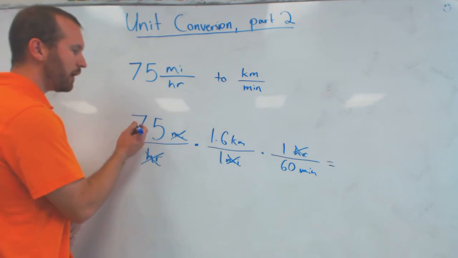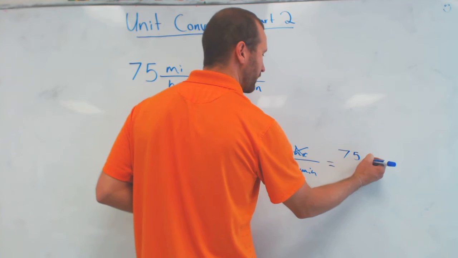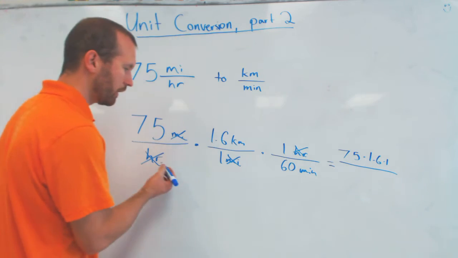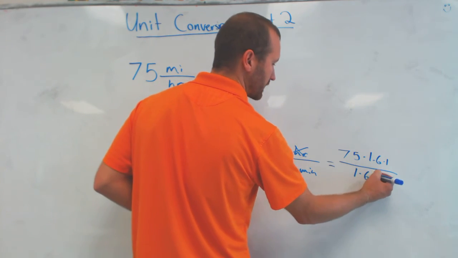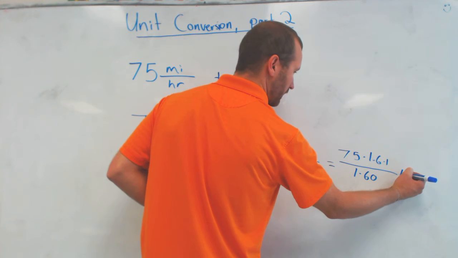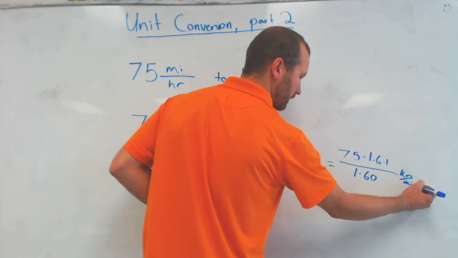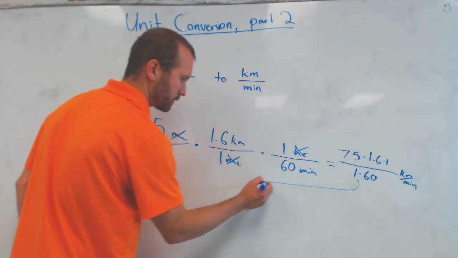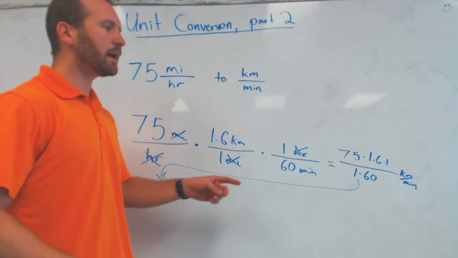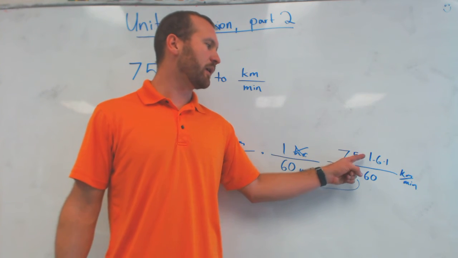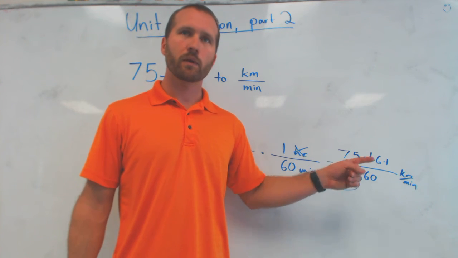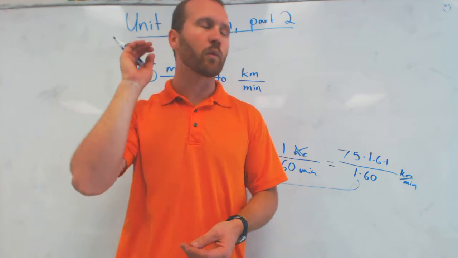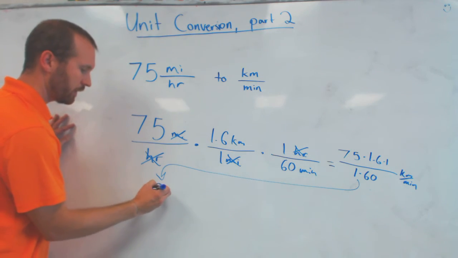Now I just simply take all the numbers up top, 75 times 1.6, we could say times 1, over all the numbers down bottom, 1 times 60. And we know our unit is kilometers per minute. In a calculator, someone type this in. 75 times 1.6. What do you get with 75 times 1.6? What was it? 120?